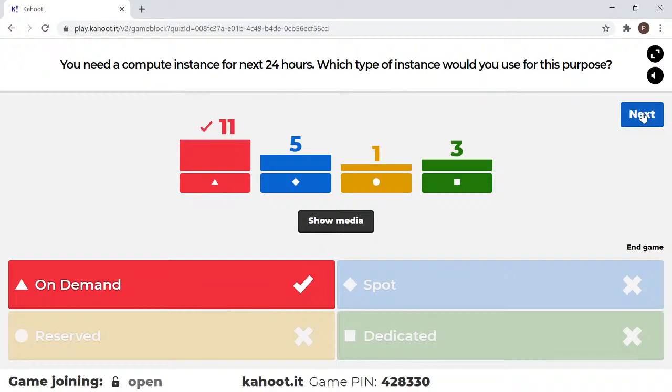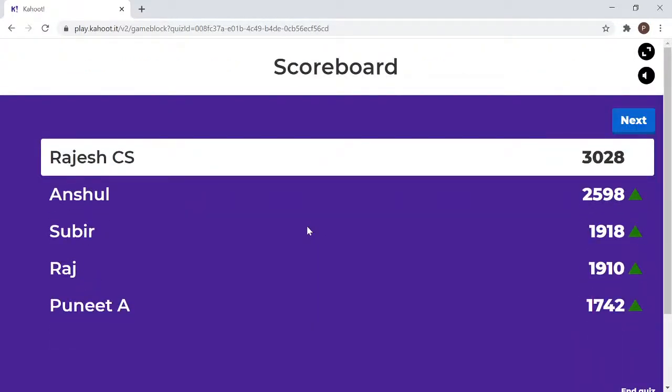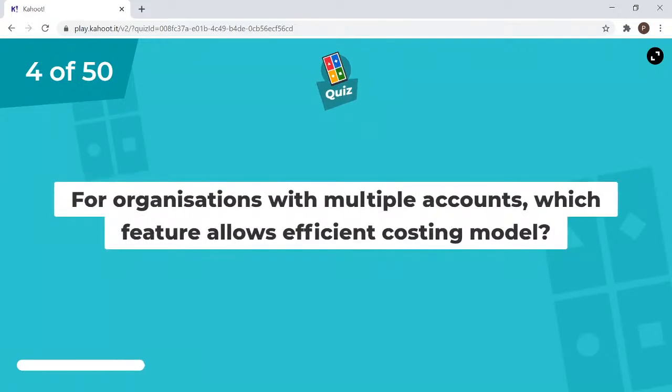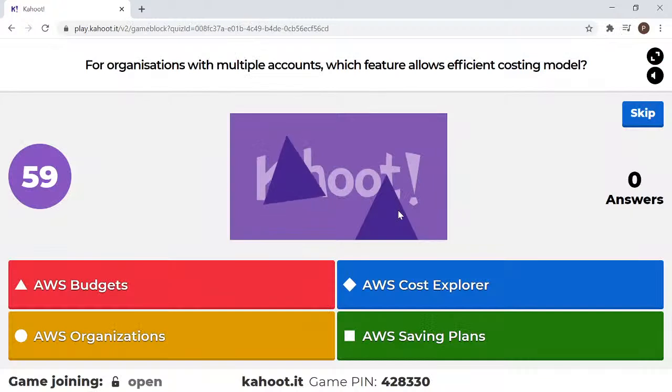So moving on to the next question. Yes, there is again a bit of shuffle in the scoreboard, but Rajesh C is leading. That's great. Moving to the next question. For organizations with multiple accounts, which feature allows efficient costing model? AWS budgets, AWS Cost Explorer, AWS organizations, AWS saving plans.